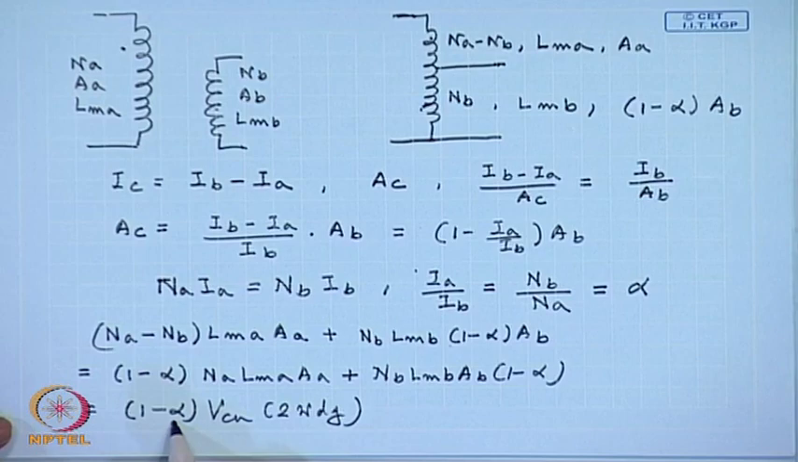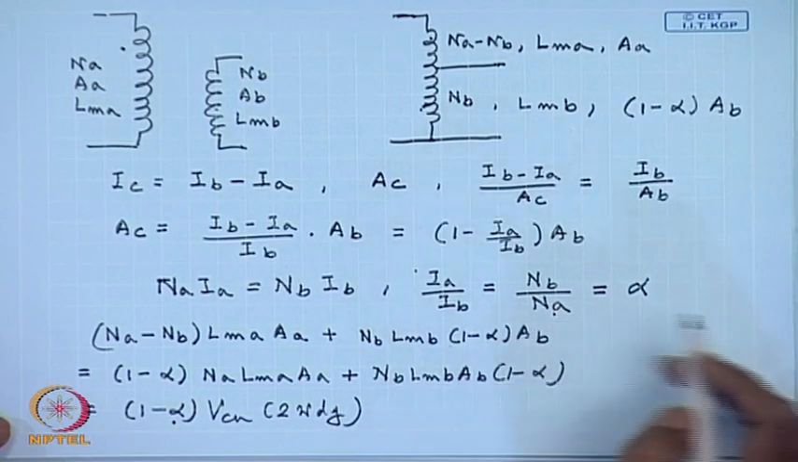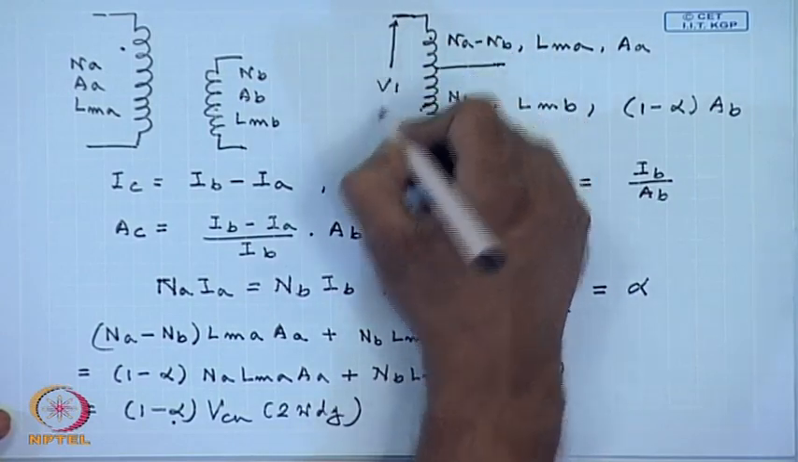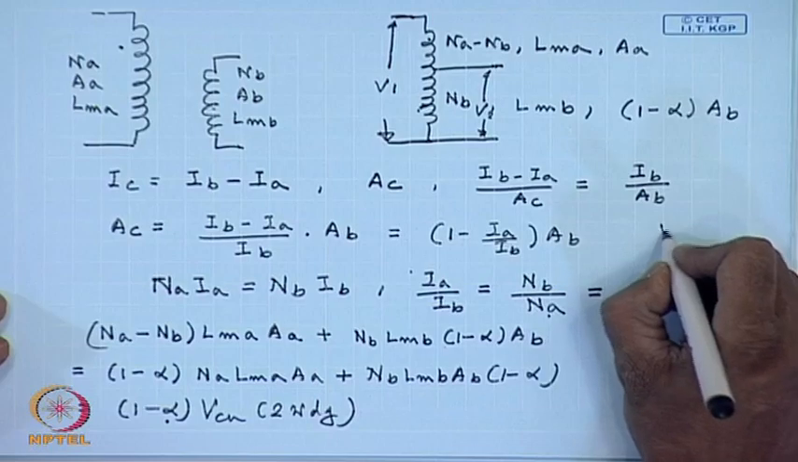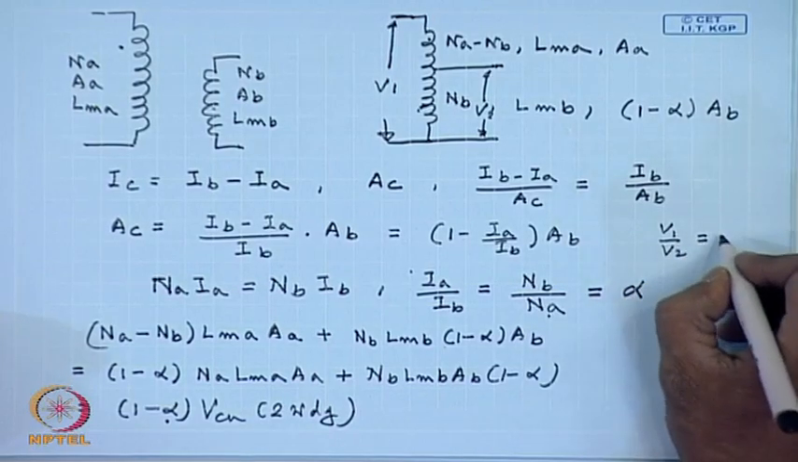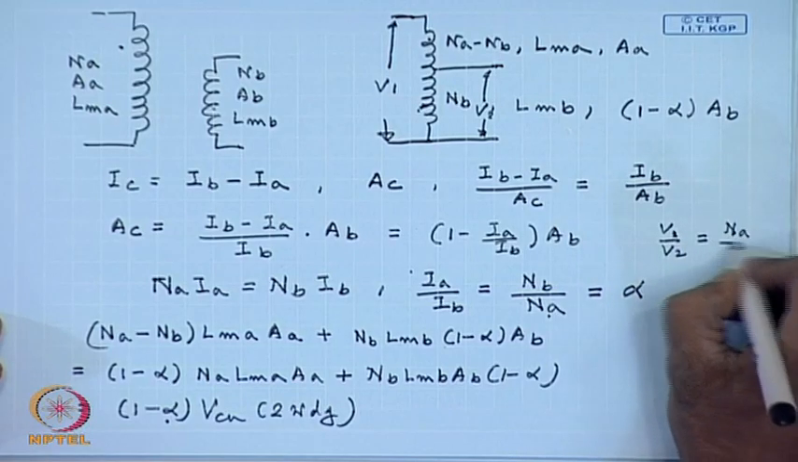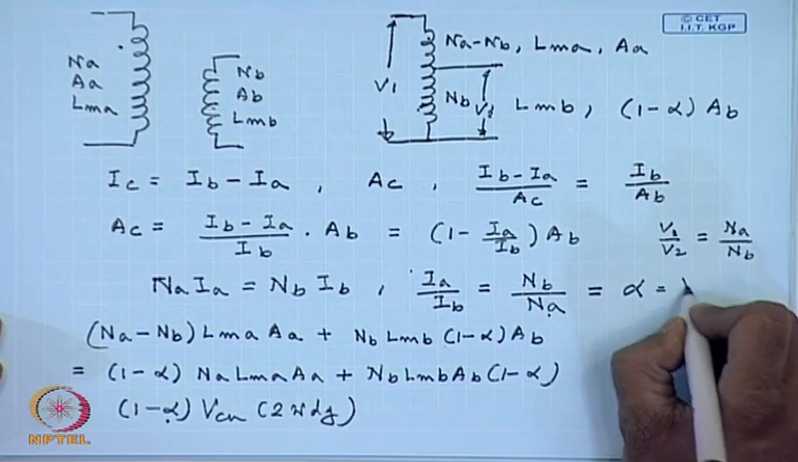However, as we have mentioned in the beginning, it will not provide electrical isolation between the two sides. Therefore, where electrical isolation is necessary, we cannot use an autotransformer, but if electrical isolation is not very important, it is advantageous to use an autotransformer, particularly when the quantity alpha, that is Nb by Na, which incidentally is also the voltage ratio. If this voltage is V1 and this voltage is V2, then we know V1 by V2 equal to Na by Nb. So, alpha equal to V2 by V1.